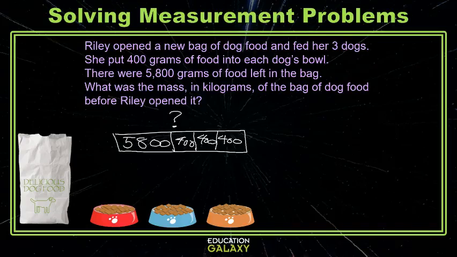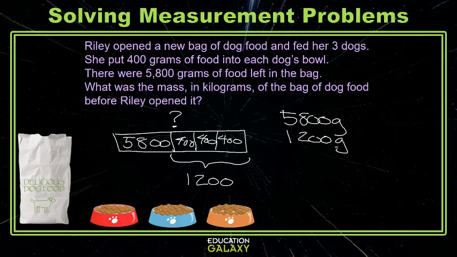We add. So I'm going to shorten this a little bit because we know that 400 added 3 times, or 400 times 3 is 1,200. So now this is a little tidier when I add my 5,800 grams to my 1,200 grams. And now that comes out to 7,000 grams. Now we would be done, except they want the answer in kilograms. So we need to remember that 1 kilogram equals 1,000 grams.